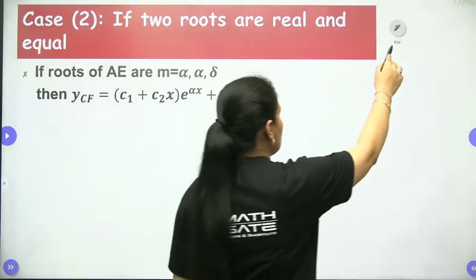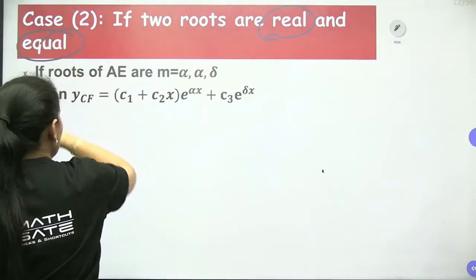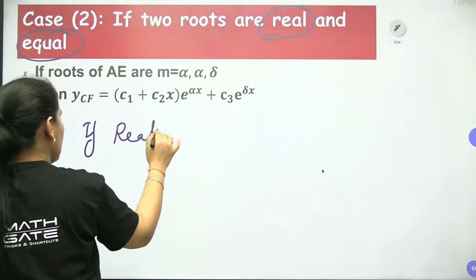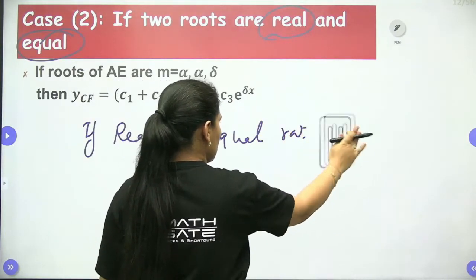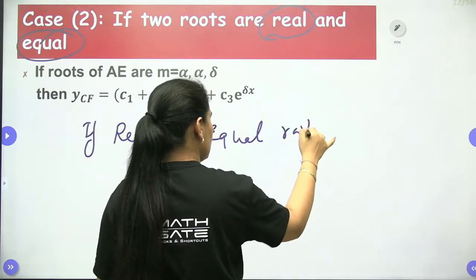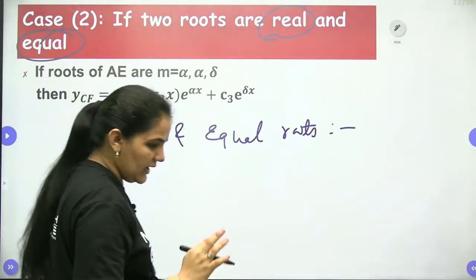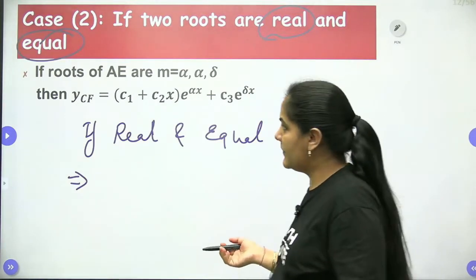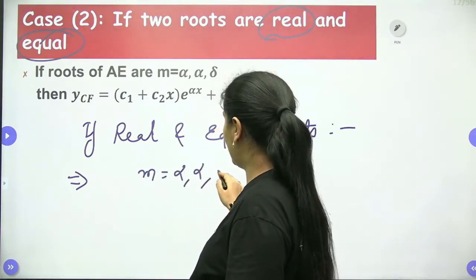Let's come to case number 2. What we are having is that the roots are real and equal. Earlier it was real and different, but now it is real and equal. If we are having real and equal roots, then what we have to do? We have to find the auxiliary equation, obviously. When we find the auxiliary equation, we will have roots just like this, alpha, alpha.